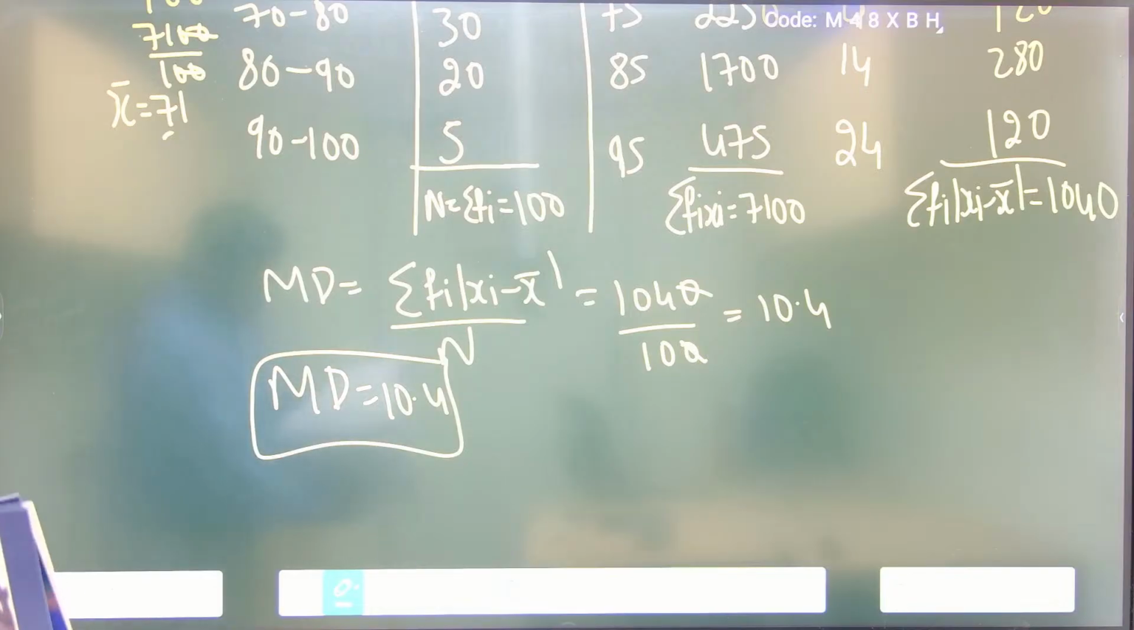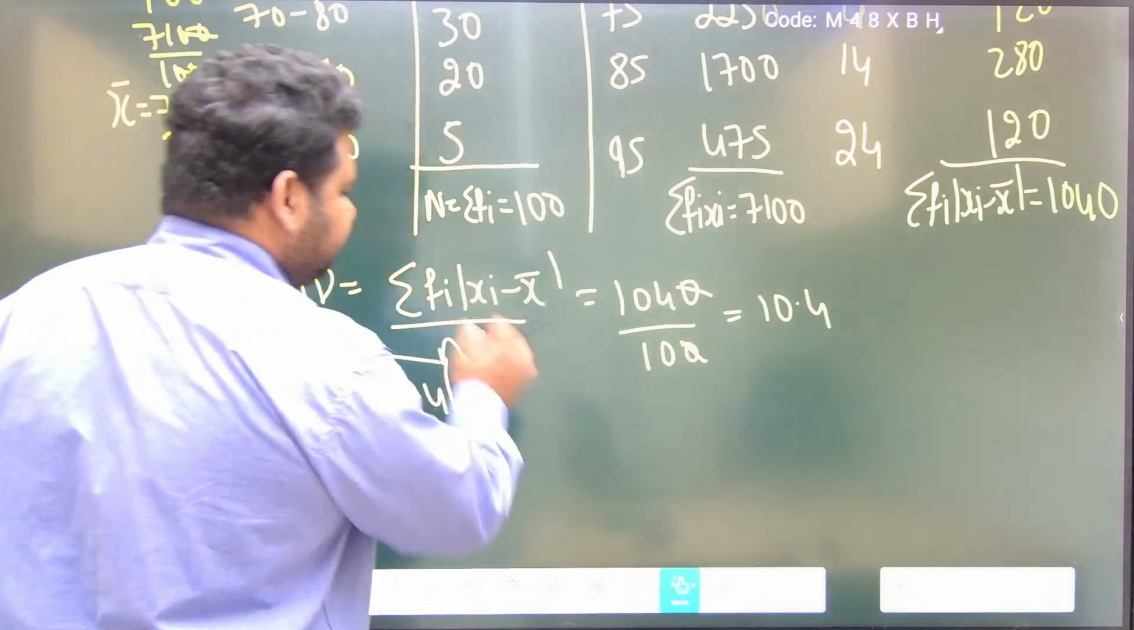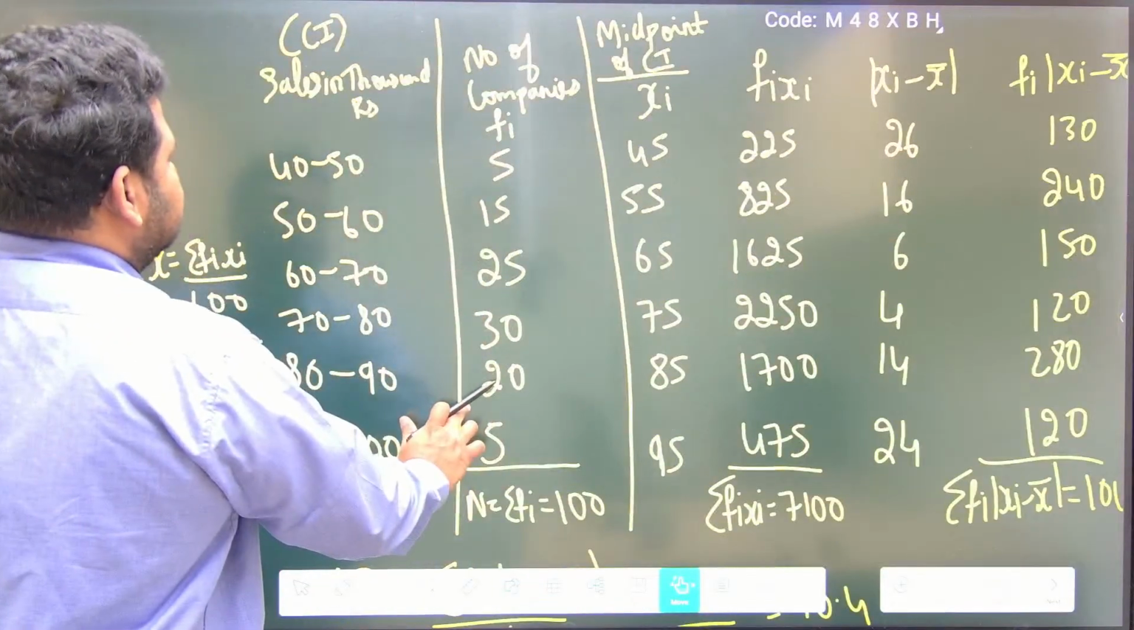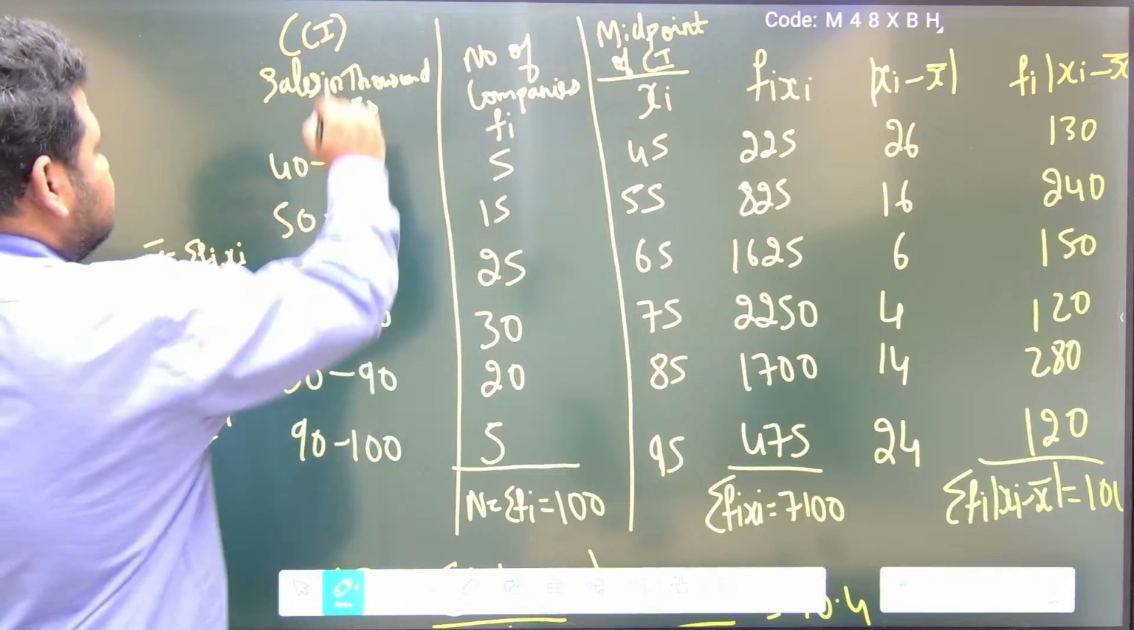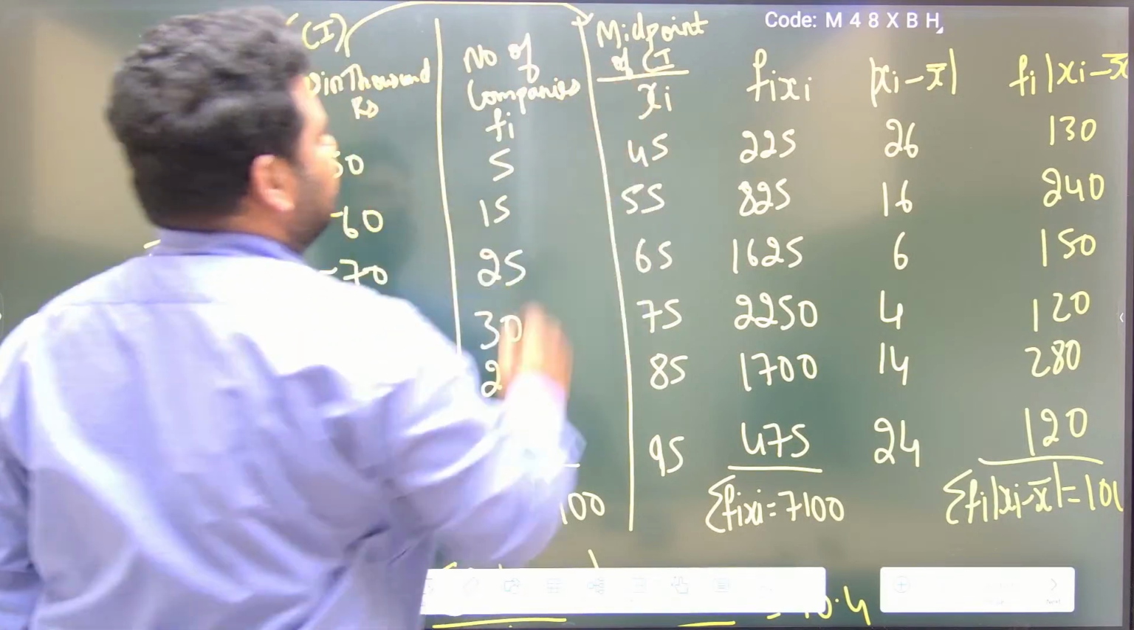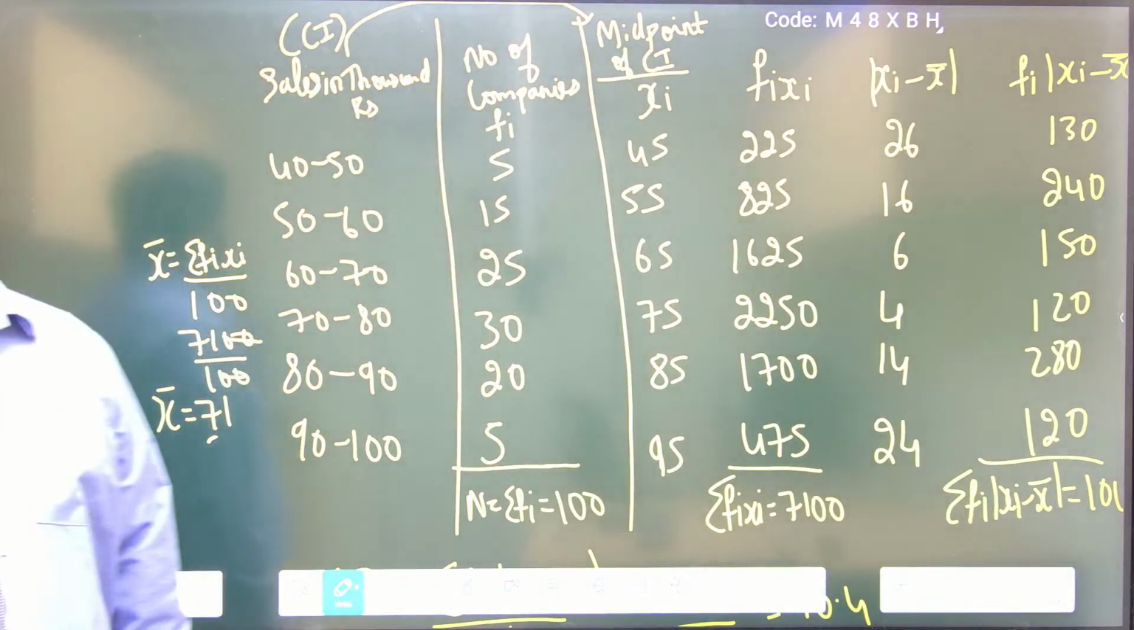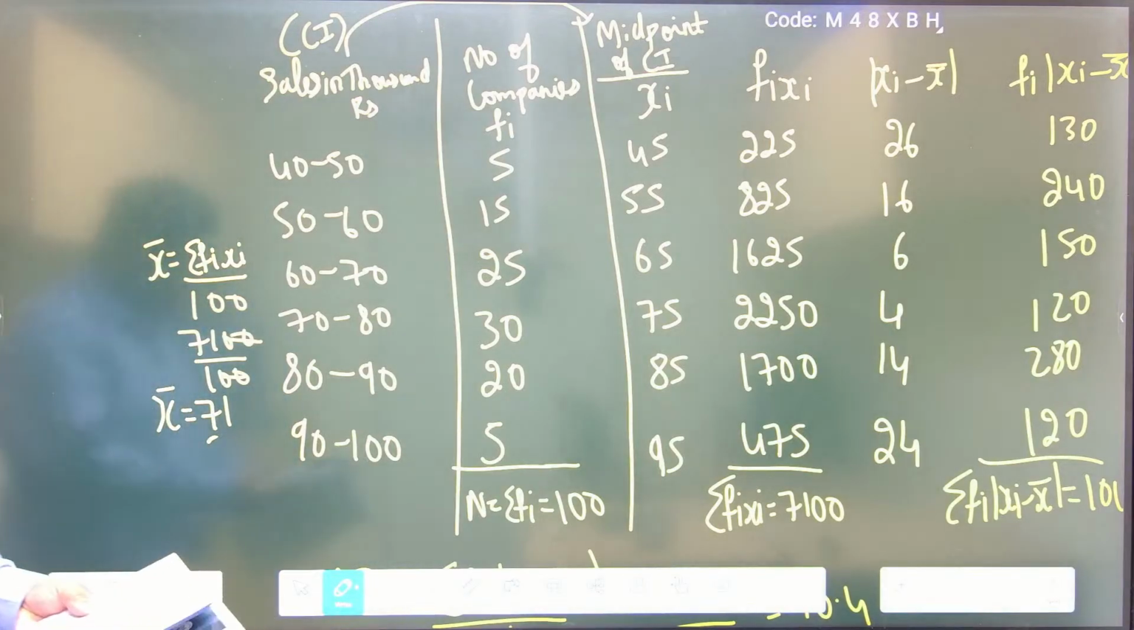Okay. Next we will move to the next question. This is similar to the previous question, but here instead of giving xi directly, they have given the class intervals. So from the class intervals you have to get xi. How to get the xi? I told you that you have to find the midpoint of the class interval. From these class intervals, you find the midpoint and you will get xi. Got it? So let's move to the next question, friends.